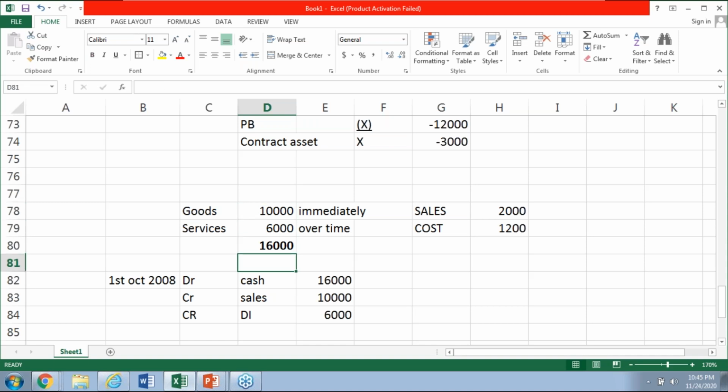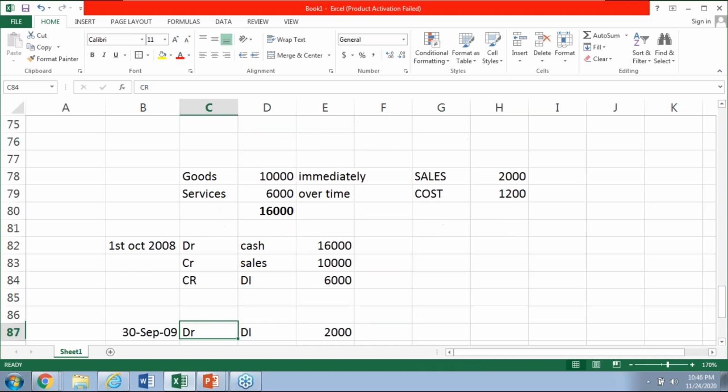So the goods have already been delivered and the performance obligation is satisfied, so we can recognize the value of the goods immediately. But initially we have not yet delivered any of the service at the start of the year, so the whole amount that we have received in advance should be recognized in the account of deferred income. And this deferred income will gradually be earned over the period of 3 years.